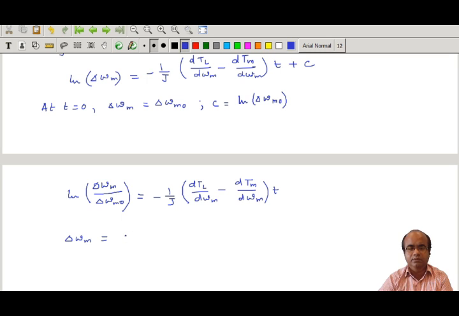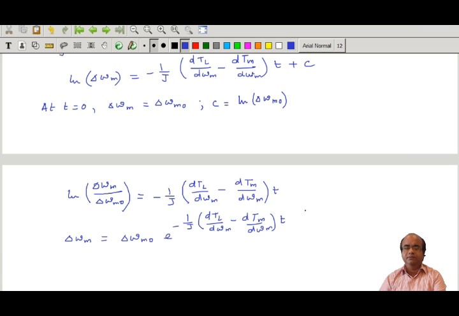Now delta omega m will be delta omega m 0 e to the power of minus 1 by J times (dTL by d omega m minus dTm by d omega m) times t.